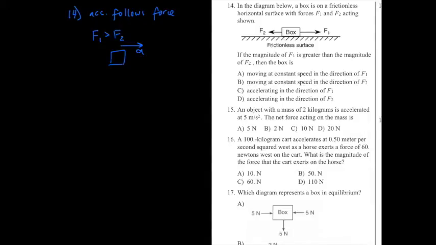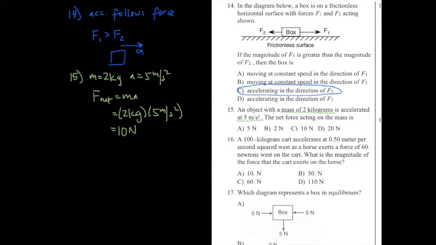Number 15, an object with a mass of 2 kilograms is accelerated at 5 meters per second squared. The net force acting on the mass is, so a simple F equals ma scenario. You plug and chug, solve for F. Our mass is 2 kilograms, our acceleration is 5 meters per second squared, and 2 times 5 gets you 10 newtons.